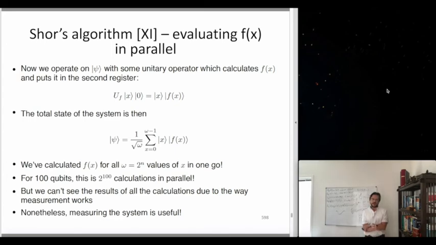So what happened here is that f of x for all 2 to the power of n values of x has been calculated at once. For 100 qubits, this is 2 to the power of 100 calculations in parallel. If you have a system that has thousands of qubits, let's say 5,000, then you would have 2 to the power of 5,000 computations in parallel. That's a lot. And so here again, you see one of these remarkable powers of a quantum computer. Anytime you add only one bit, you double the computational power. So it's an exponential increase. Okay.